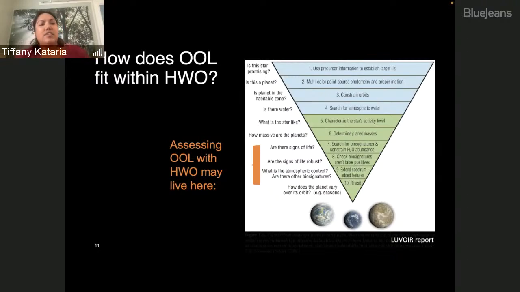And so I would say that assessing origin of life with HWO would likely fit within these lower, deeper tiers. And perhaps, depending on the pathways by which origin of life emerges, maybe there are offshoots in terms of looking for different signatures or having different contexts to better assess the potential for origin of life on an exoplanet.